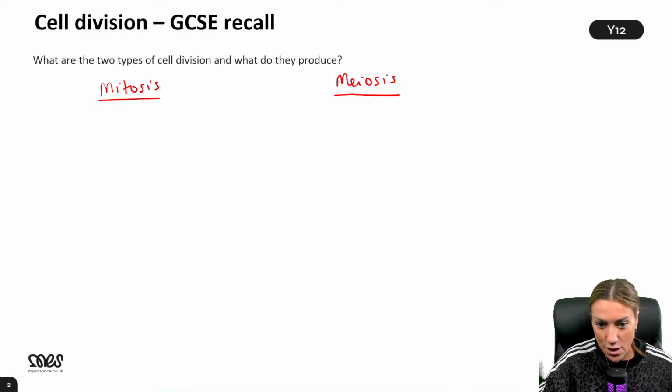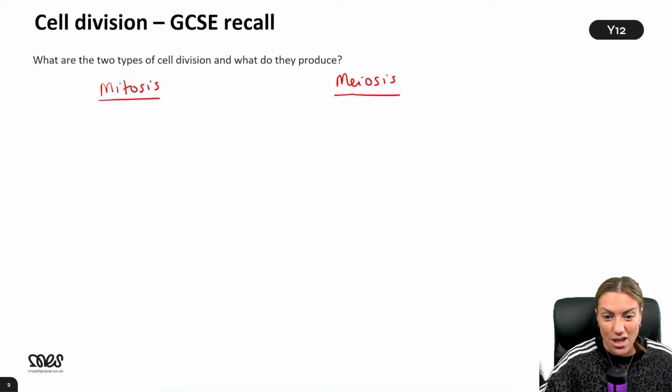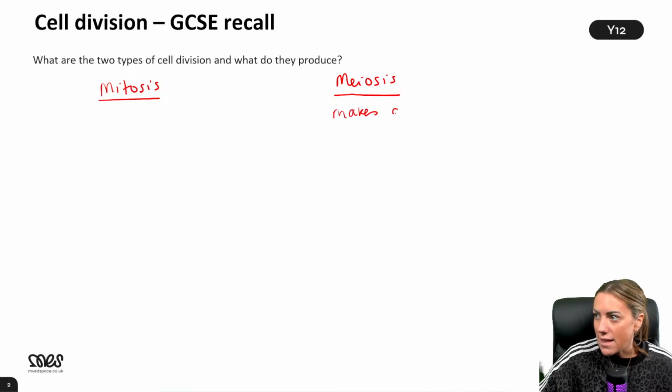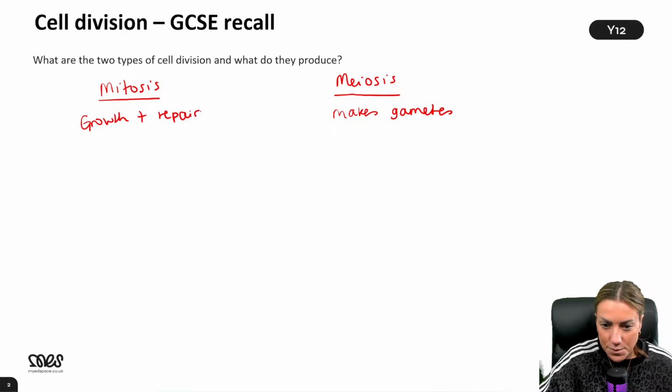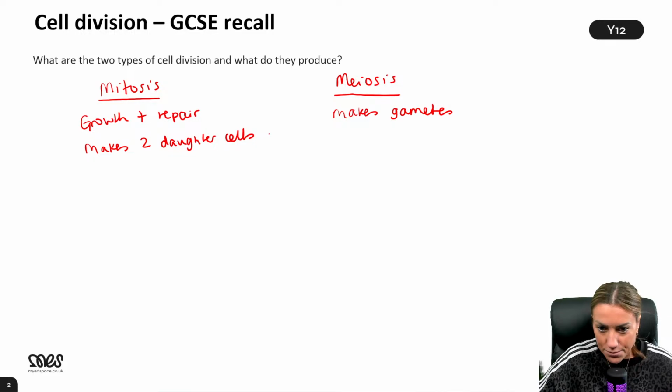Zainab's saying mitosis is like replication. Yeah, they both are though. They're both types of cell division, so they both involve replicating cells. See if you can say anything else, Zainab. Jawar here says meiosis is for gametes, so let's get that down. What's a gamete? Mitosis is for growth and repair. Mitosis makes 2 daughter cells. So what about meiosis then, Zainab?